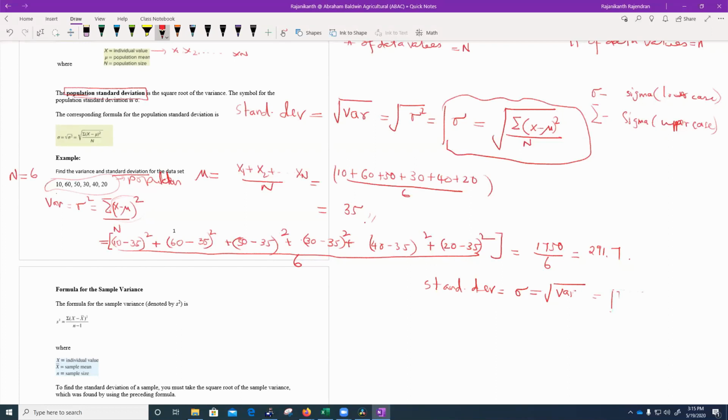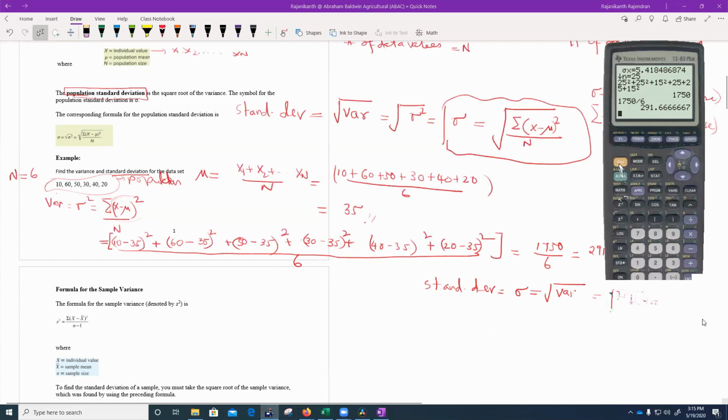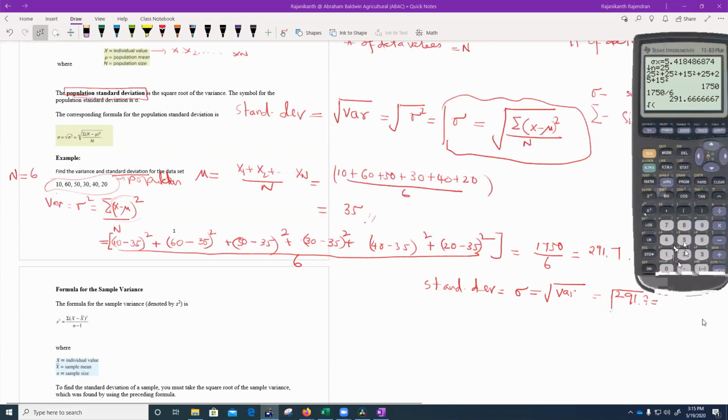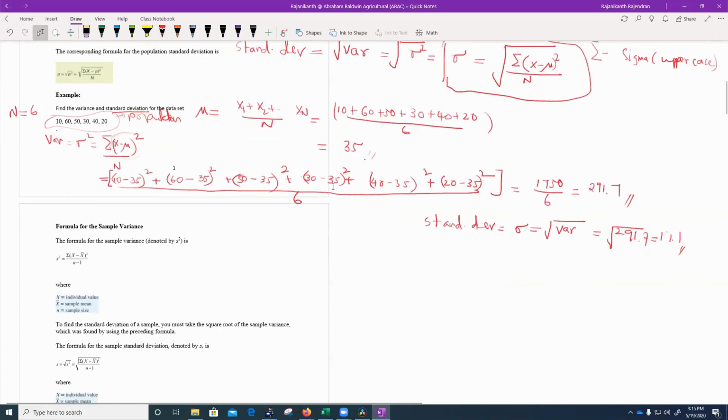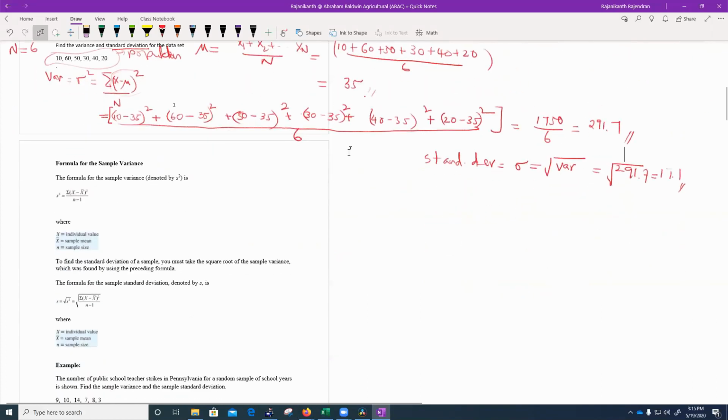I got 291.7. Simply find the square root of that. So let us find that. So the square root of 291.7. Okay, so it is 17.1 to one decimal place. So that is my standard deviation. Yeah, this is my variance. That's it. So this is all about finding population standard deviation and population variance.